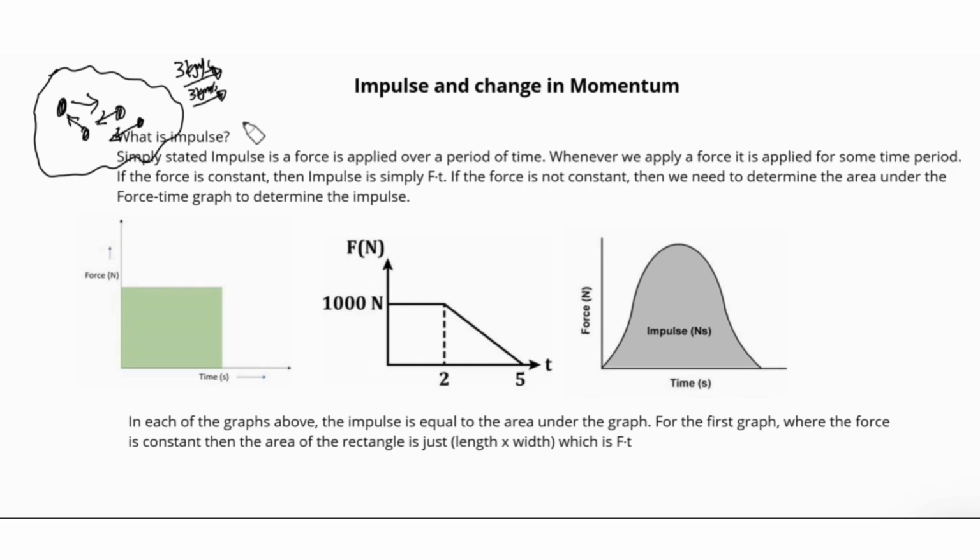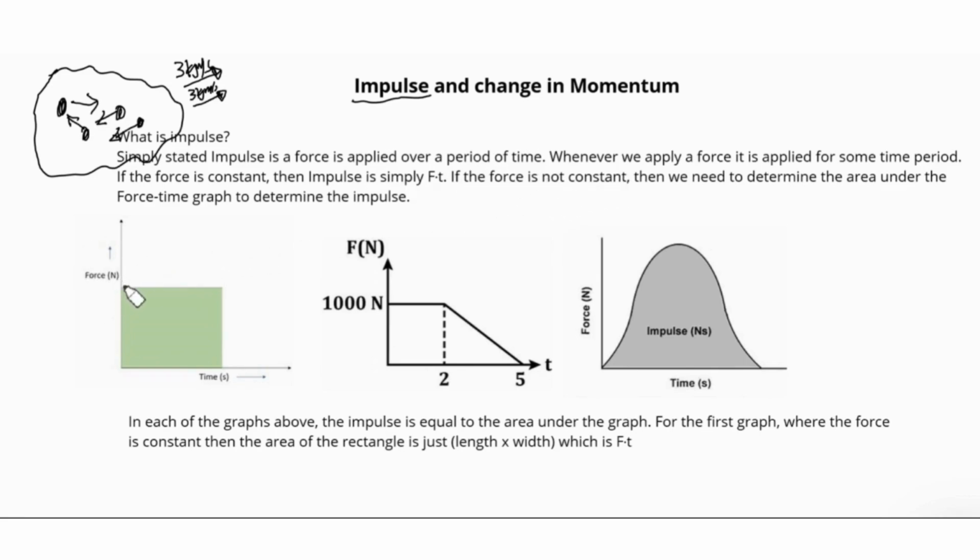Now, what happens if there is an external force? Well, we are going to first define this term called impulse. An impulse is a force applied over a period of time. Anytime you apply a force, it's not just for no time, it's for a certain period of time. And sometimes the force is constant and sometimes it is not. So impulse is basically a force applied over a period of time, and we take the product of the two.